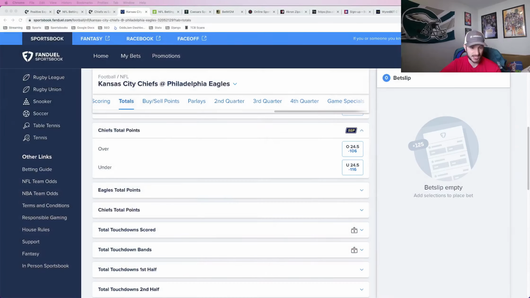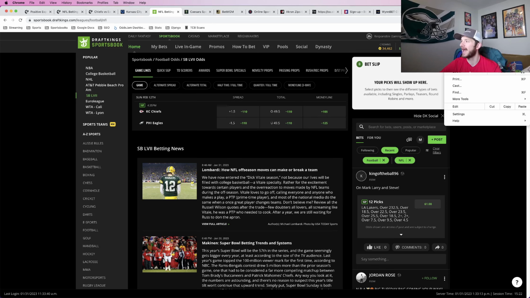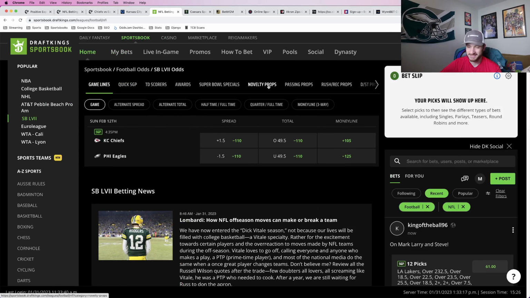So the easiest way, again, to talk to you about novelty props would be to show you. So let me share my screen again here. The easiest way to go to them, excuse me. So I am looking at DraftKings. Let me zoom in a little bit here. It's literally listed on most of these sportsbooks as a novelty prop. Now, again, I'm recording this a little bit earlier in the week, so they might not all be available.